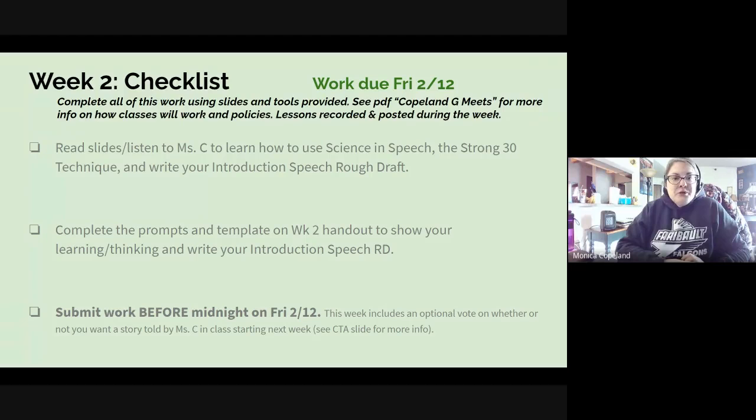So your checklist for the week: you're going to learn how to use science of speech. You're going to learn what the Strong 30 technique is, and you're going to apply both to writing your introduction rough draft. And just like always, you get one handout to do that work on, so you don't have to chase around different handouts to submit.